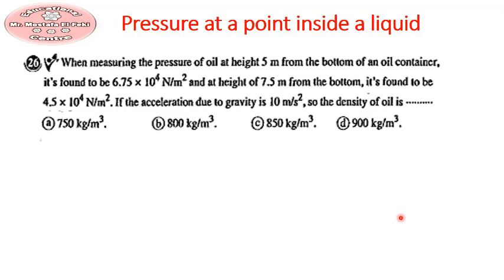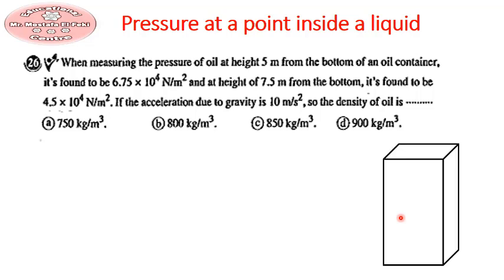When measuring the pressure of oil at height 5 meters from the bottom of a liquid oil container, it was found to be 6.75 times 10 power of 4. And at a height 7.5 meters from the bottom, it was found to be 4.5 times 10 power of 4. If the acceleration due to gravity is 10, what is the density of oil? At the first, this is the container, containing oil. The heights are 5 and 7.5 from the bottom. This is the pressure, and this is the pressure.